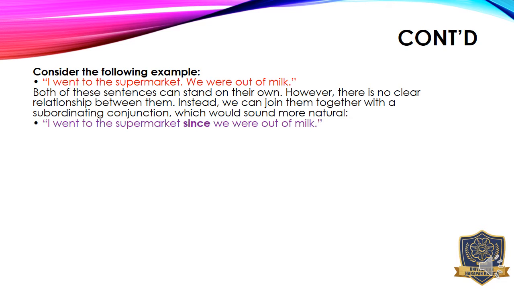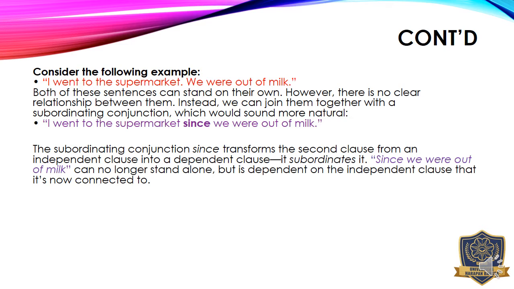Consider the following example. I went to the supermarket. We were out of milk. Both of these sentences can stand on their own. However, there is no clear relationship between them. Instead, we can join them together with a subordinating conjunction, which would sound more natural. I went to the supermarket since we were out of milk.